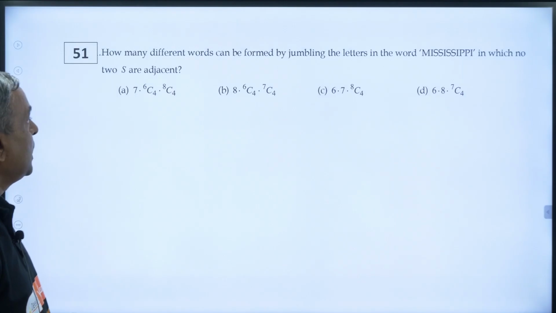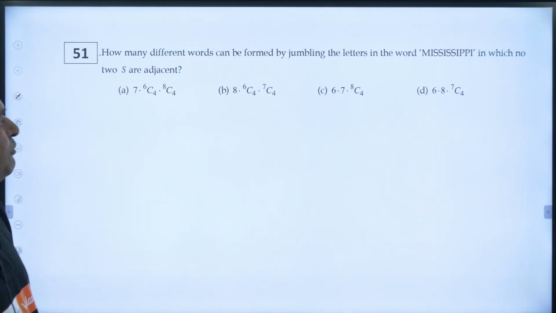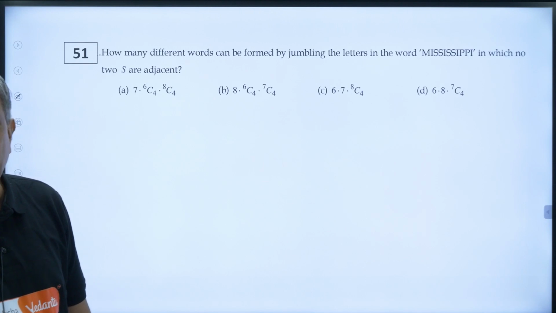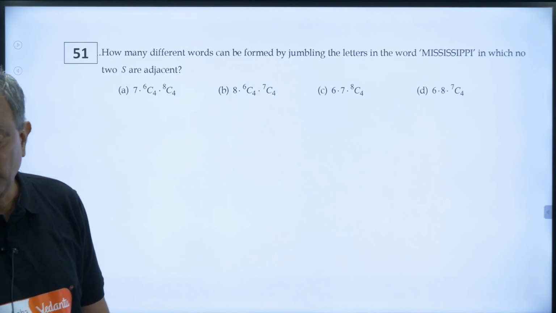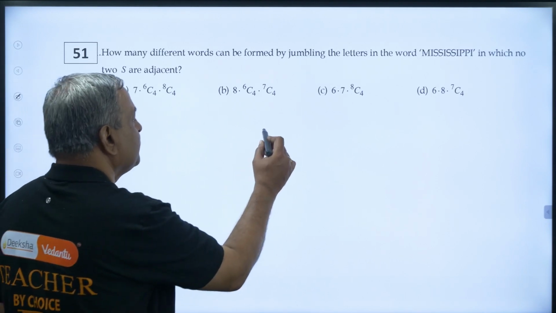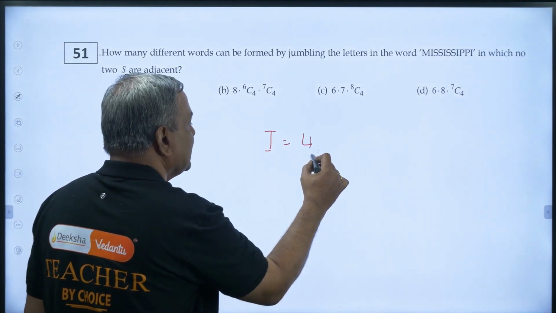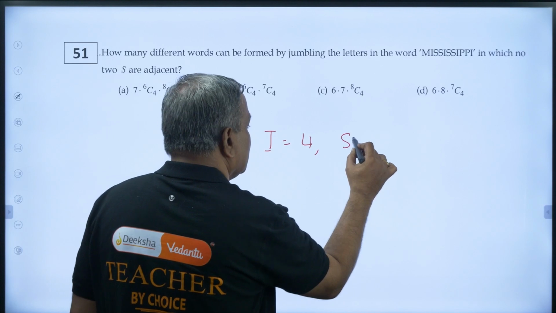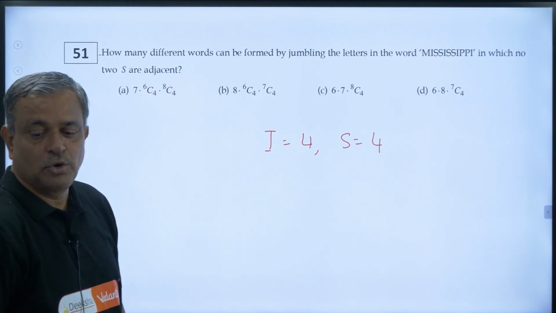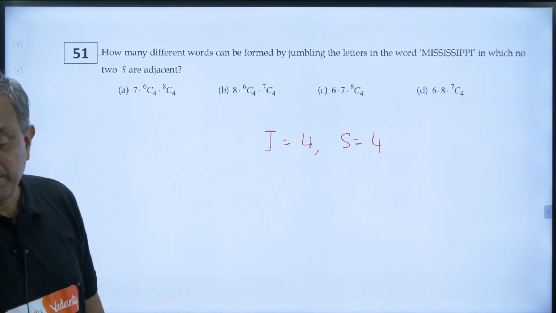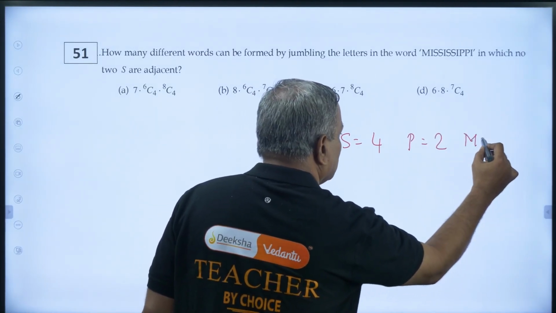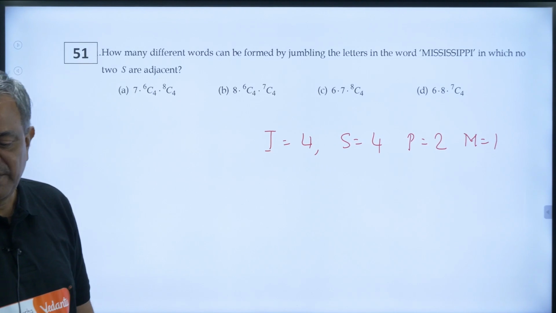Option C. How many different words can be formed by jumbling the letters of Mississippi in which no two S are adjacent? No two S are adjacent. Okay. So how many I's are there? There are 4 I's. And how many S are there? S is also 4. I is 4, S is equal to 4. And how many P's are there? P equal to 2, and M is equal to 1. These are the letters given to you.